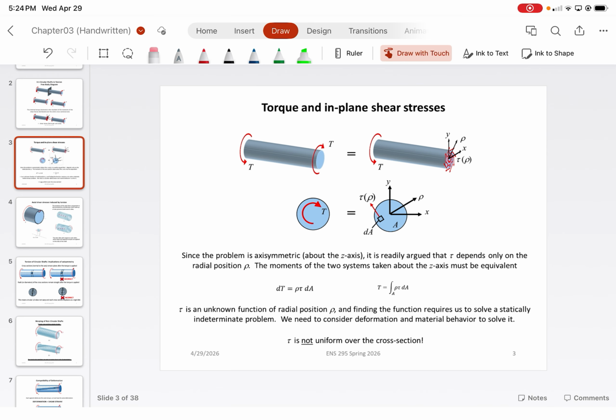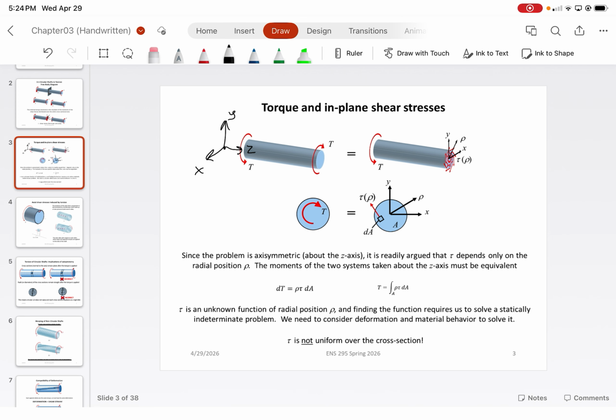So the problem, again, for a circular shaft should be axisymmetric about its z-axis, depending on which direction you're looking at. In this case, the axes would probably be: that would be y, this would be x, and that would be z. So it's axisymmetric about that z-axis. For some problems, you'll see it's probably the x-axis. It's readily argued that the shear stress is dependent on the radial position, which we call rho. Some textbooks will use c, some of them will just define R. In this case, we'll use rho to indicate the radial position.